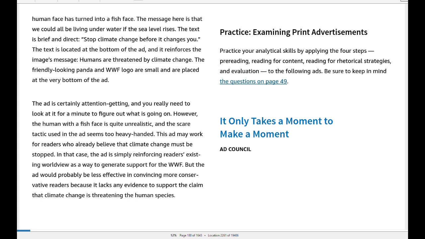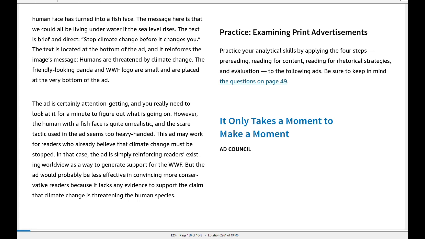The text is brief and direct. Stop climate change before it changes you. The text is located at the bottom of the ad and it reinforces the image's message. Humans are threatened by climate change. The friendly-looking panda and WWF logo are small and are placed at the very bottom of the ad.